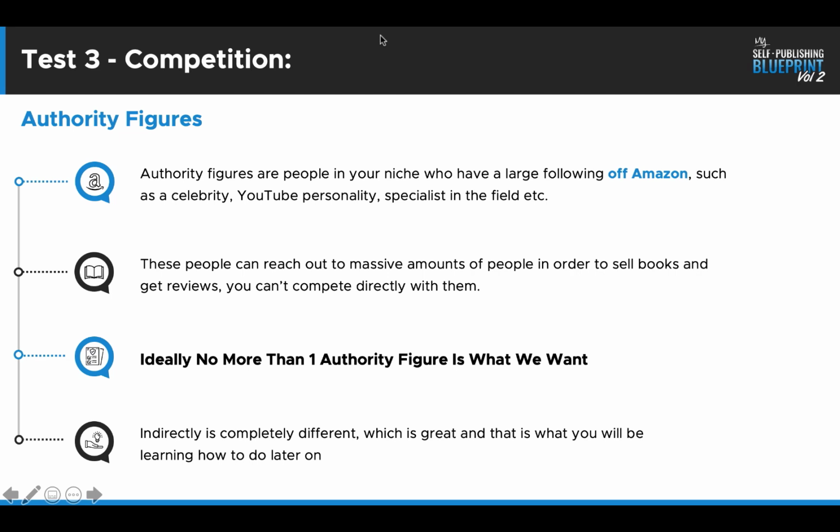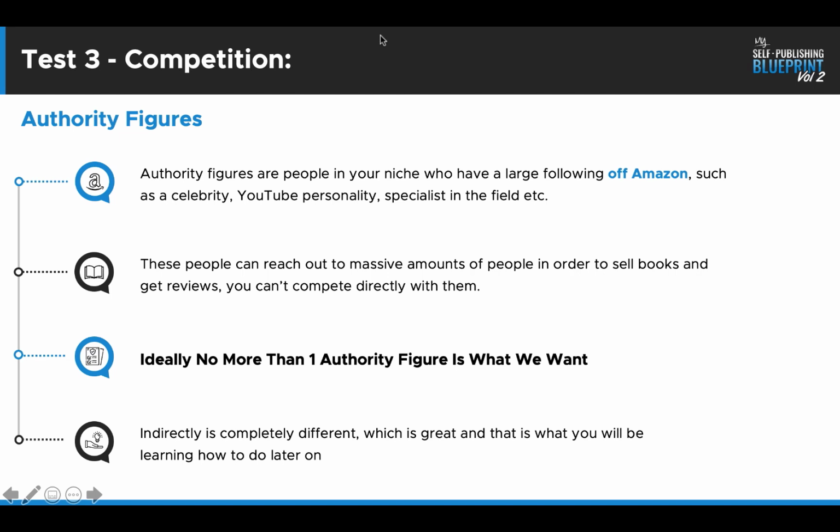in his particular niche. Yet, with these people, you can still leverage their authority and just grab a couple of their customers that would normally maybe go to them, but they can find your books instead. So we're not competing directly with them. We're going to be competing indirectly. And so these are the things to look out for.